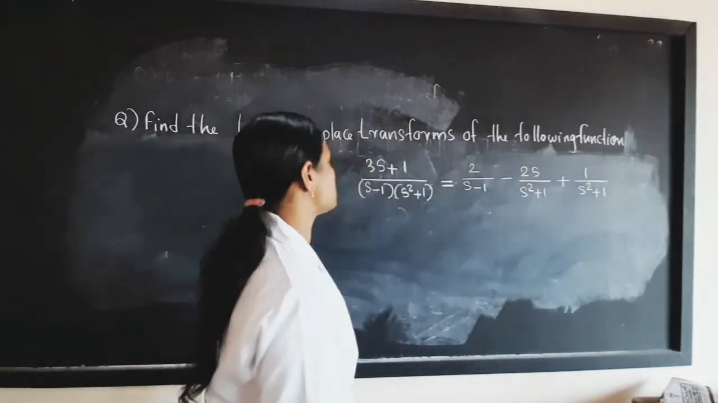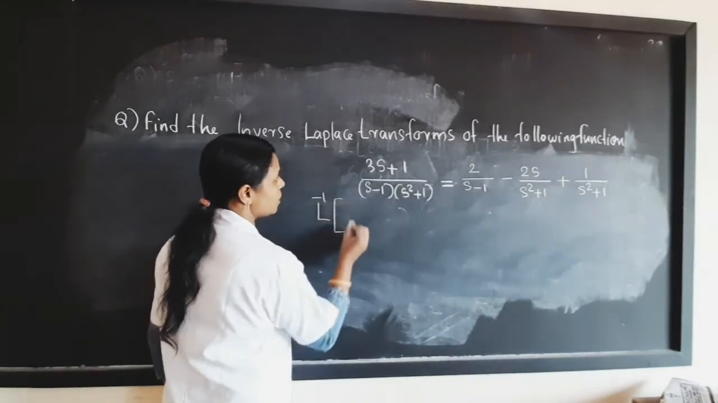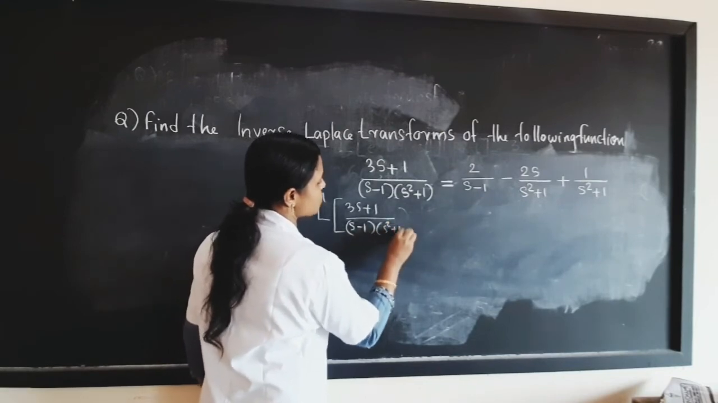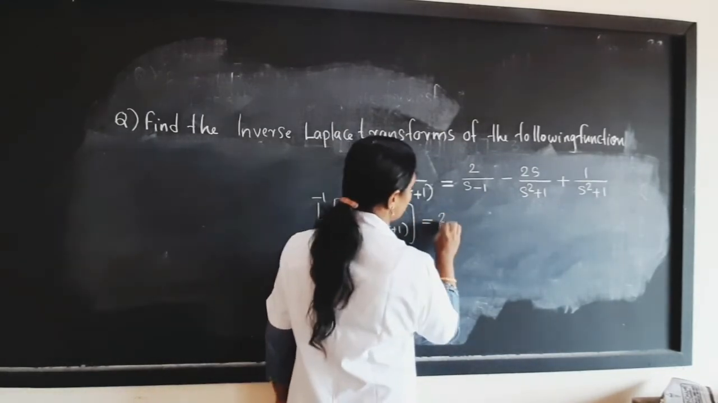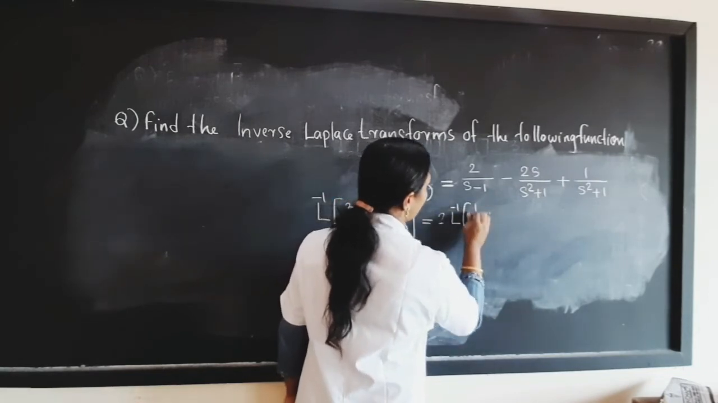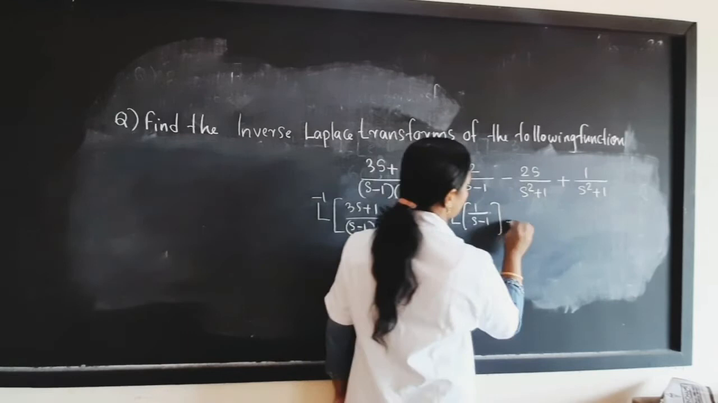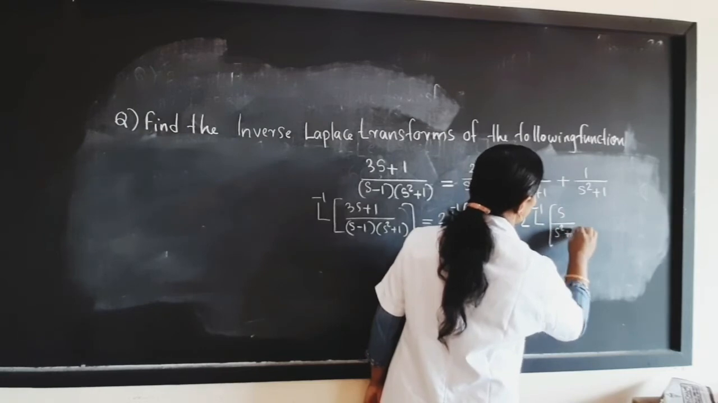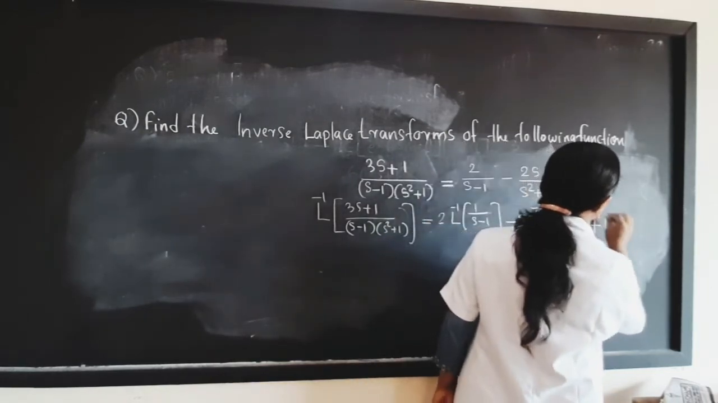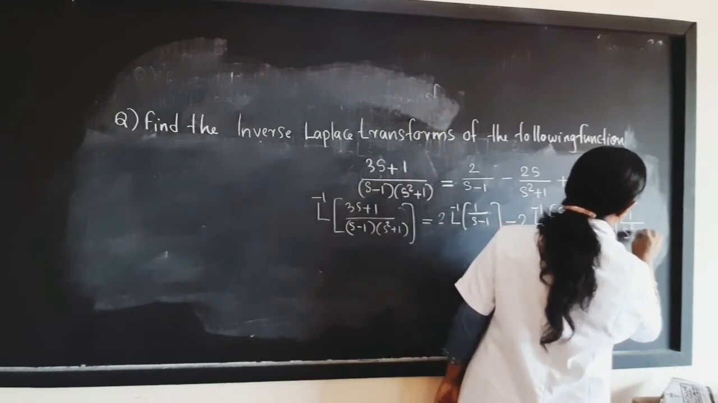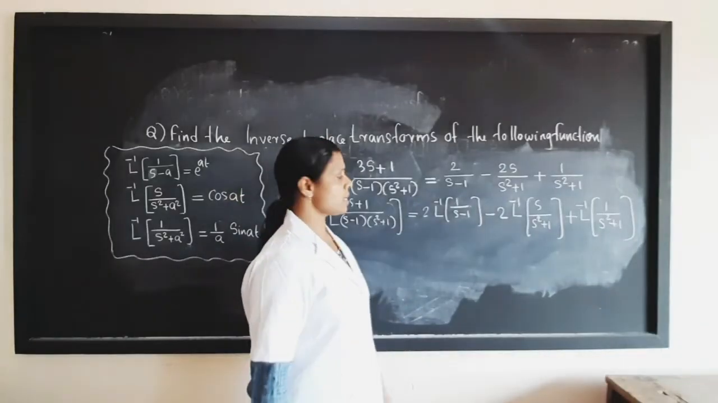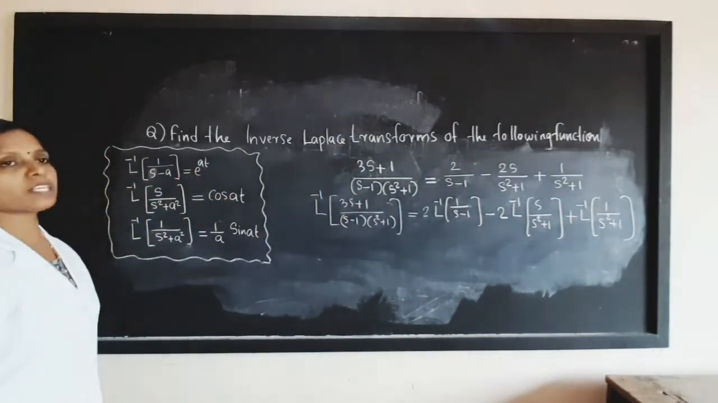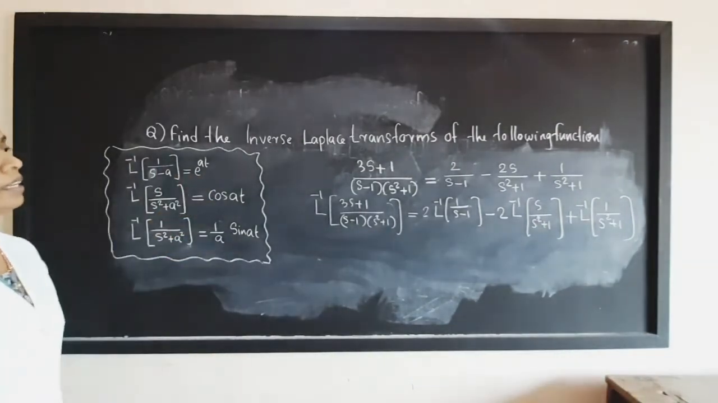Apply L inverse both sides. We get L inverse of (3s + 1)/((s − 1)(s² + 1)) is equal to 2 into L inverse of 1/(s − 1), minus 2 into L inverse of s/(s² + 1), plus L inverse of 1/(s² + 1). Next we write 2 into L inverse of 1/(s − 1). We know that L inverse of 1/(s − a) is equal to e^(at). Here a is equal to 1.